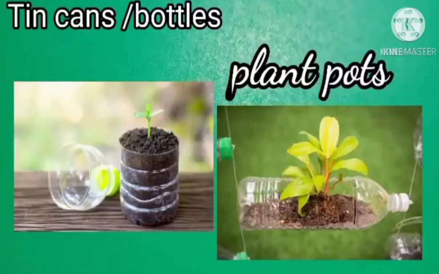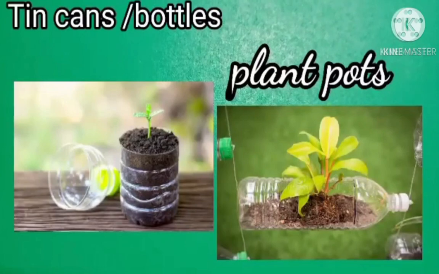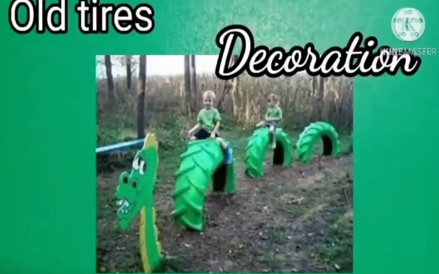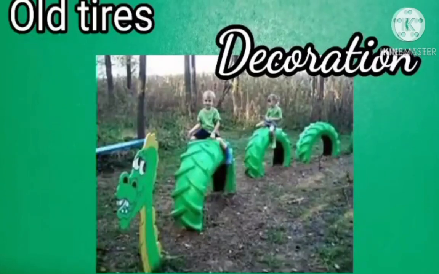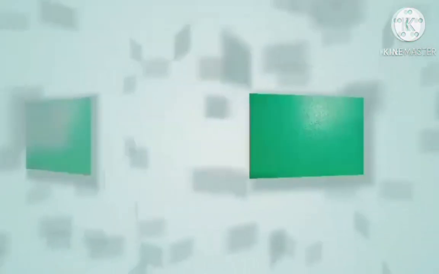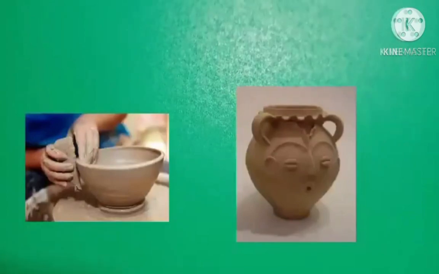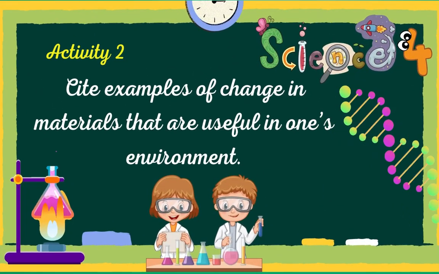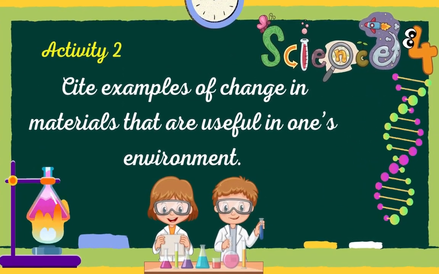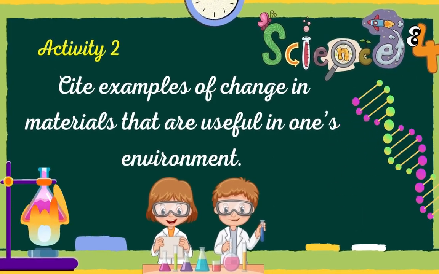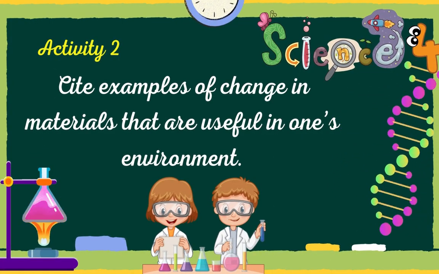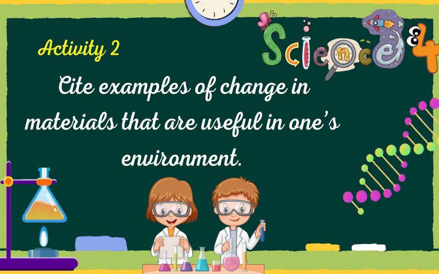Converting tin cans and old bottles into plant boxes. Shaping old tires into animal figures for decorations in parks. Turning clay into pots and vases. Okay, those are useful effects in the changes of some materials. Harmful effects will be discussed in your next module.